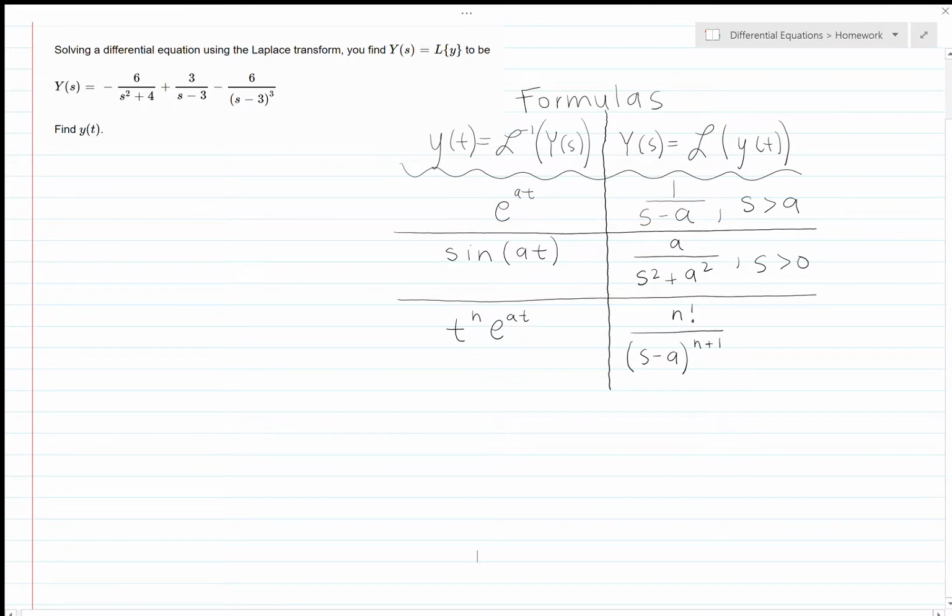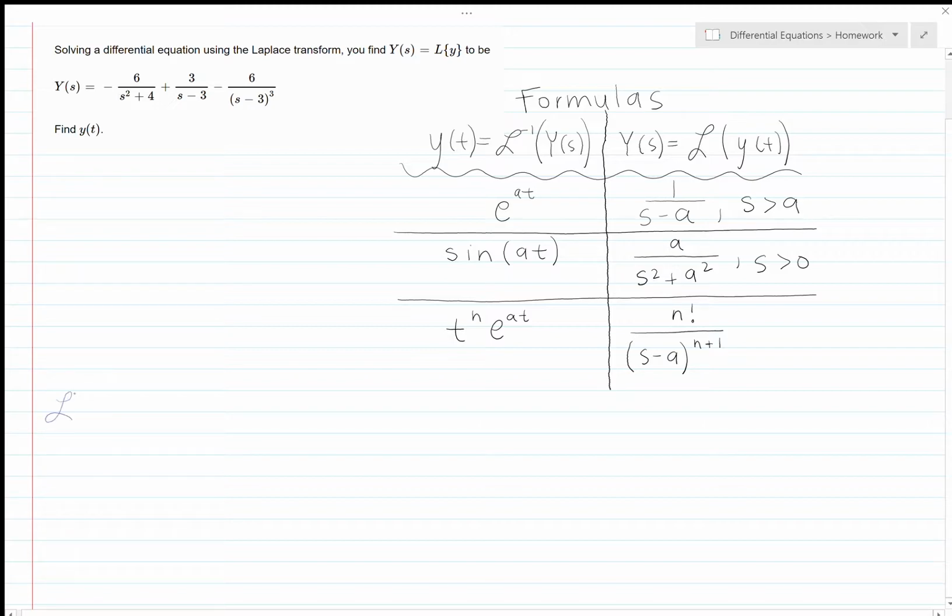Okay, so we're solving a differential equation using the Laplace transform. We're finding y of t. I wrote out some formulas that we're going to need during this problem. First, we have to take the inverse Laplace transform of both sides.